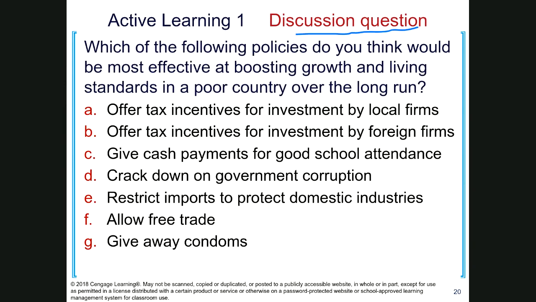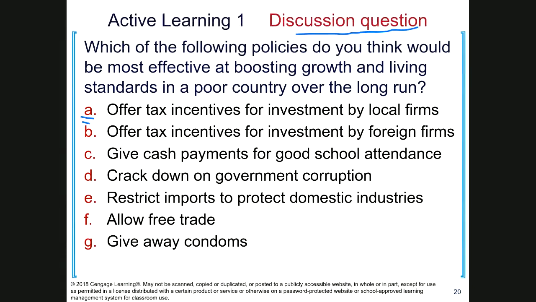Which of the following policies do you think would be most effective at boosting growth rate and living standard in a poor country over the long run? Let's say you graduated, you got your PhD in economics, you got hired working in, let's say, Pakistan. Then they ask you a question: we want to raise up our standard of living, what do we got to do?